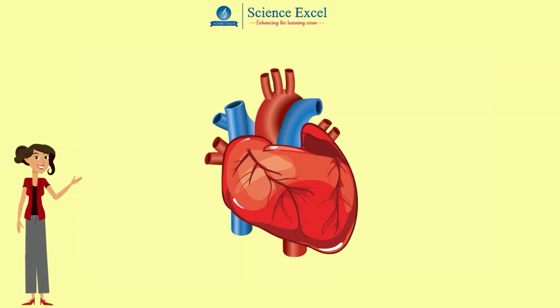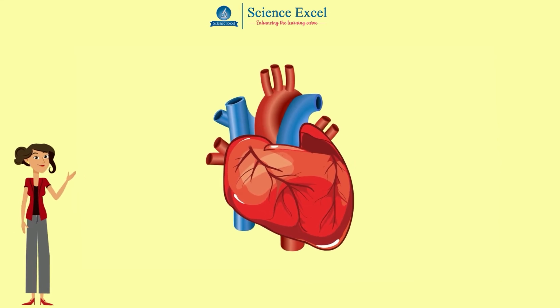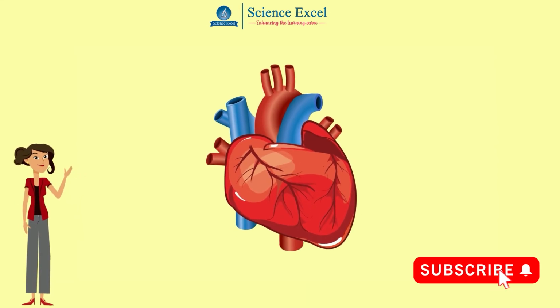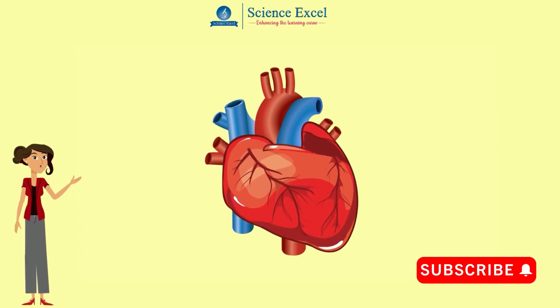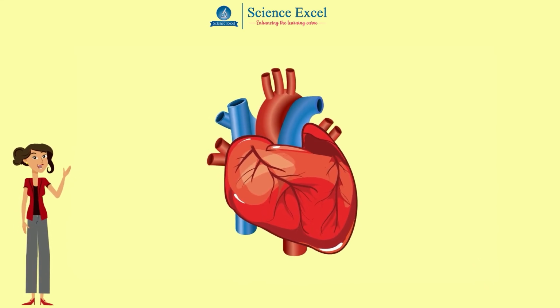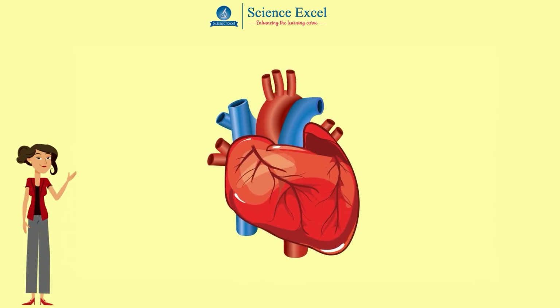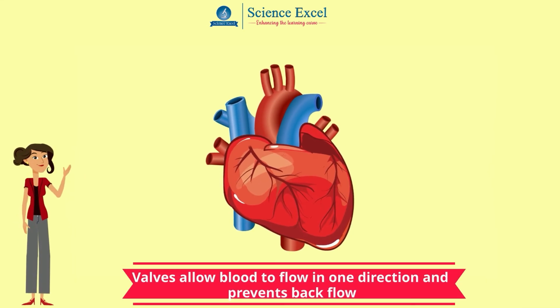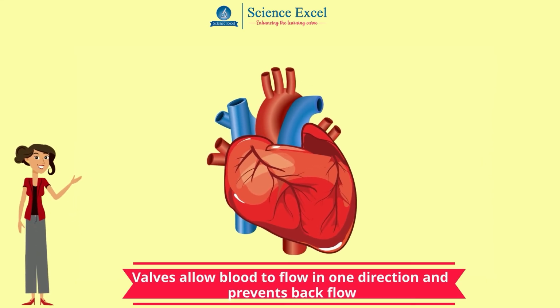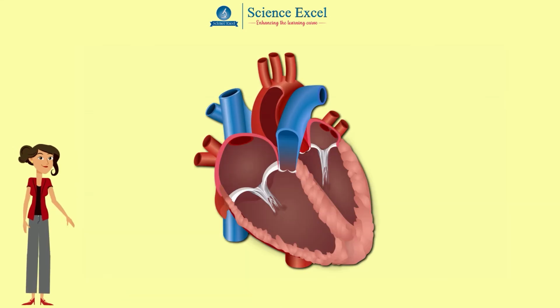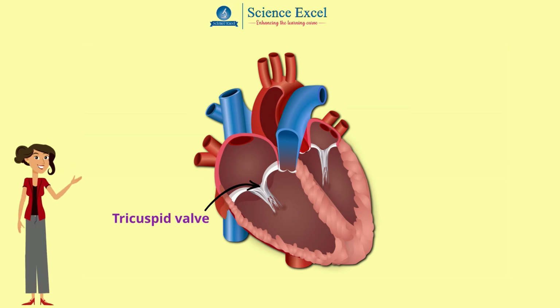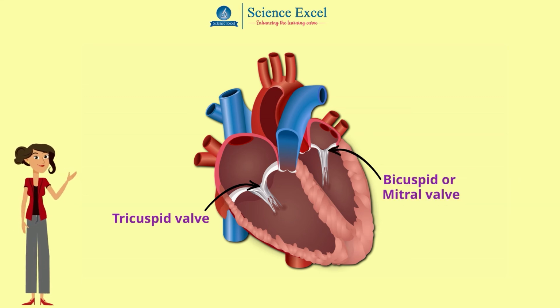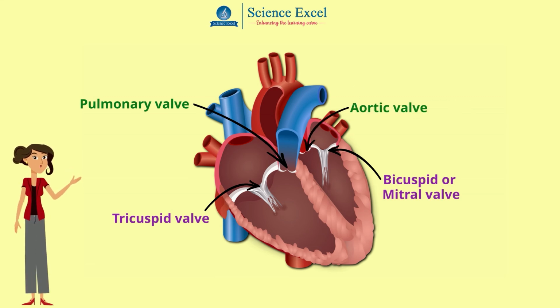Ever wondered why the heart sounds the way it does? These sounds are described as lub-dub, which is produced due to the shutting of the valves on the blood. Valves are fibrous flaps of tissue allowing the blood to flow in only one direction and prevent the backflow of the blood. In total, there are 4 valves: tricuspid valve, bicuspid or mitral valve, pulmonary valve and aortic valve.